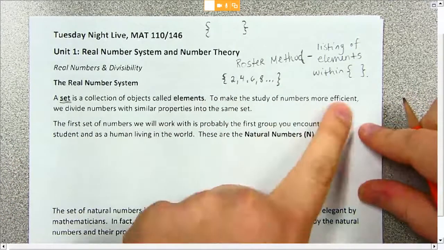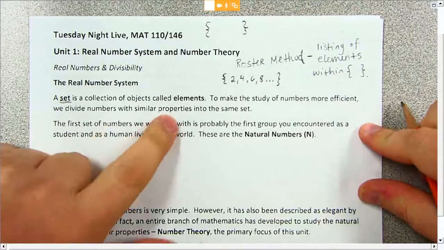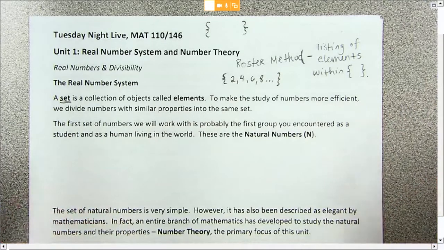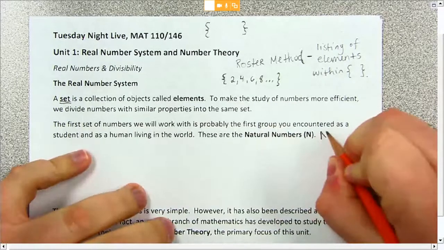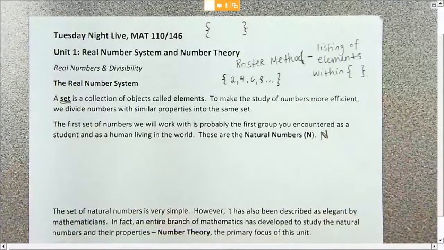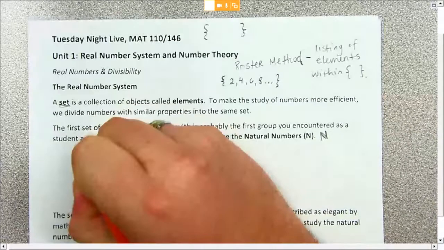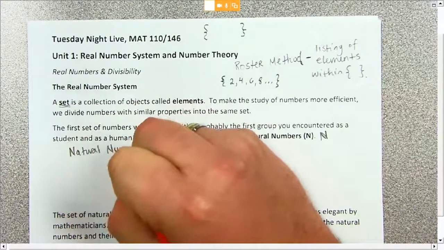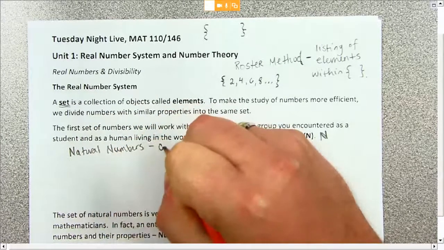And to make the study of numbers more efficient, we divide numbers with similar properties into the same set. So the first set of numbers that we're going to work with is probably the first group you encountered as a student and as a human living in the world, and we call these the natural numbers. And the symbol for natural numbers is a capital N. Sometimes you'll see it written as a fancy N, like a double bar there, but most of the time you'll just see it as a capital N. And the natural numbers are defined as the counting numbers.